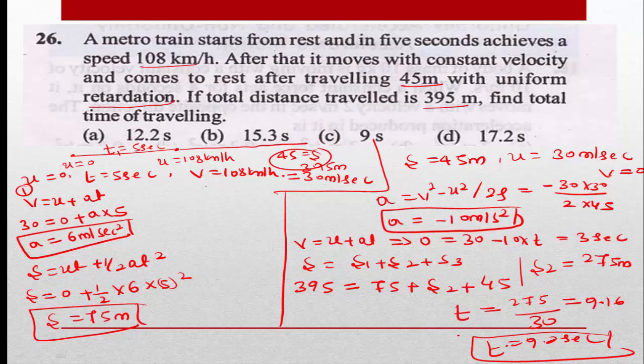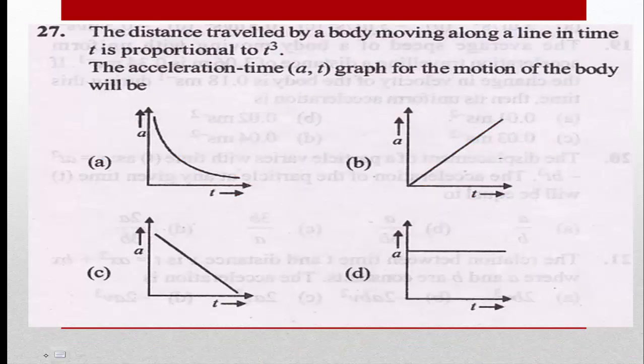The total time t is equal to t1 plus t2 plus t3. Here t1 is 5 second plus t2 is 9.2 second plus t3 is 3 second. The total time is 17.2 second. Option D is the right answer. This is a very lengthy question, and these types of questions are asked in your JEE Advanced examination.